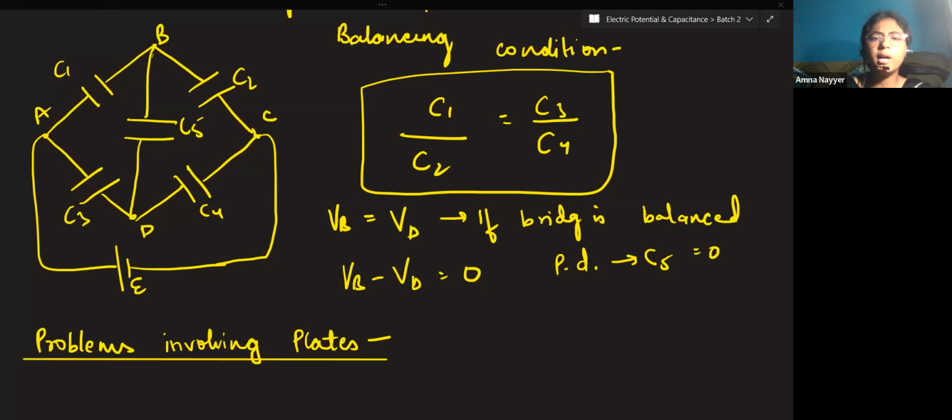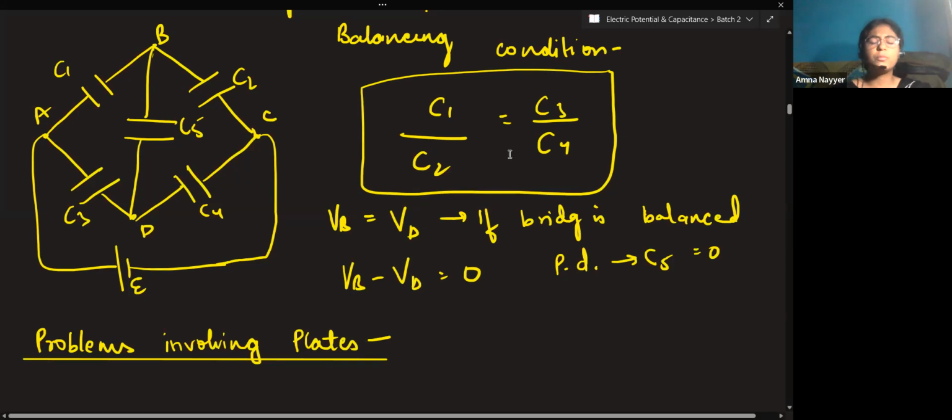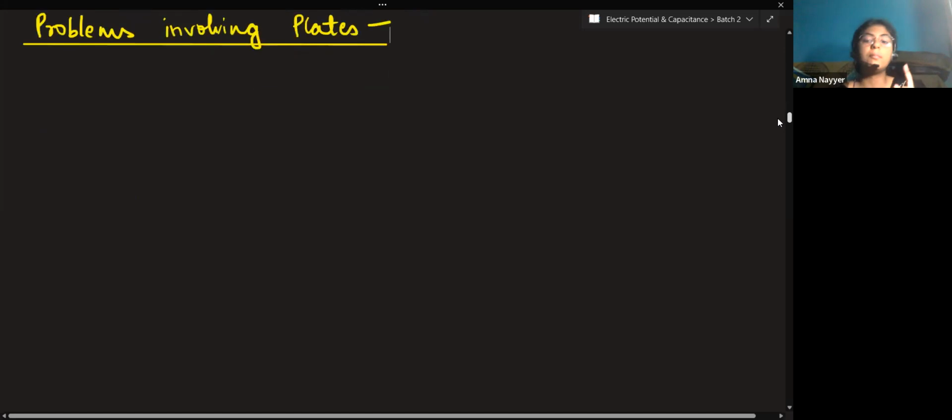So most of you have completed it. If anybody is writing, just stop me. Otherwise, let's start problems involving plates. This is an important method. Wheatstone bridge for this chapter is not that important, but problems involving plates, this is important.